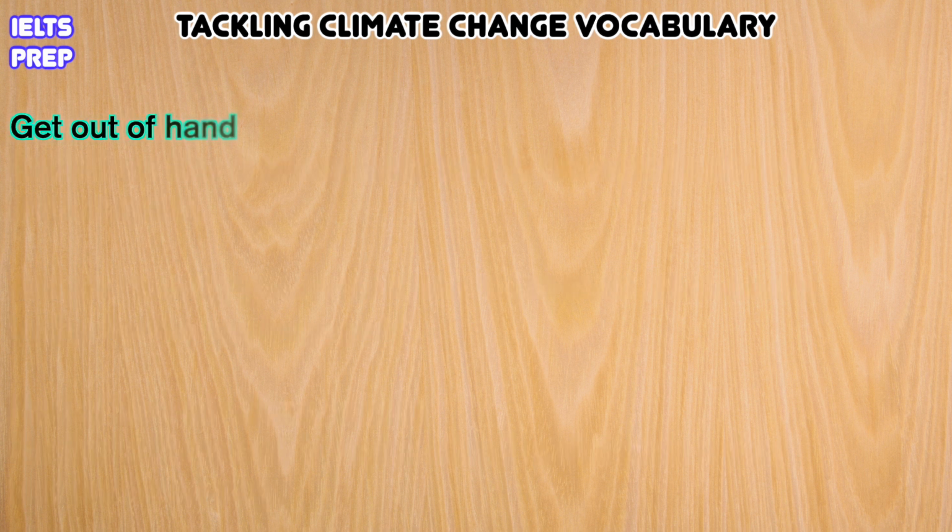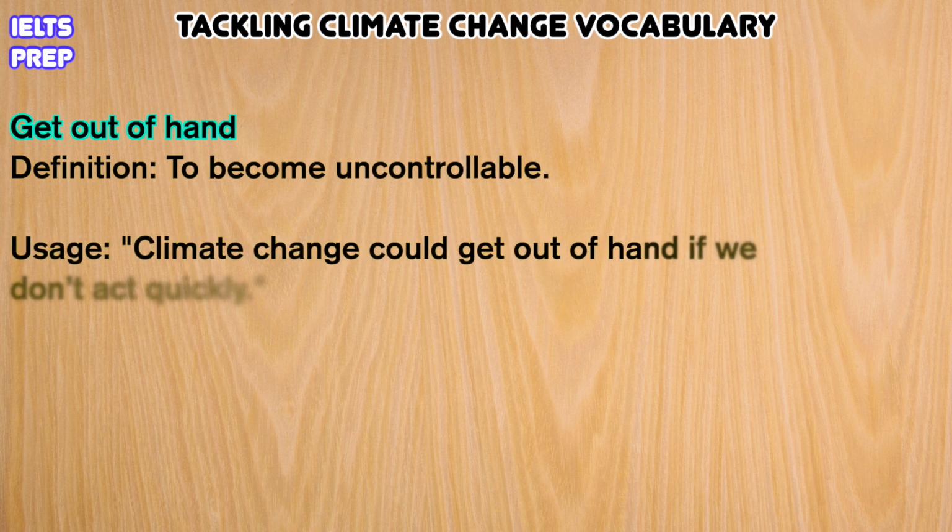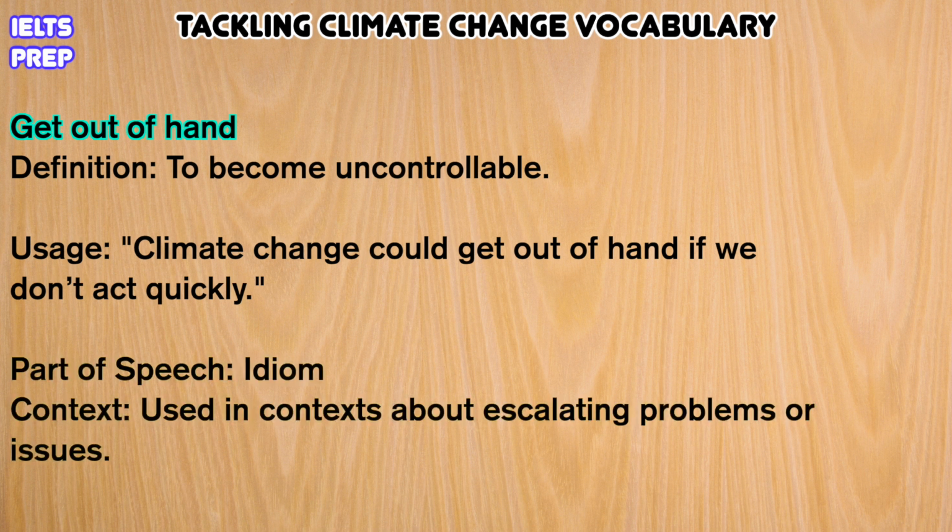Get out of hand. Definition: to become uncontrollable. Usage: climate change could get out of hand if we don't act quickly. Part of speech: idiom. Context: used in contexts about escalating problems or issues.